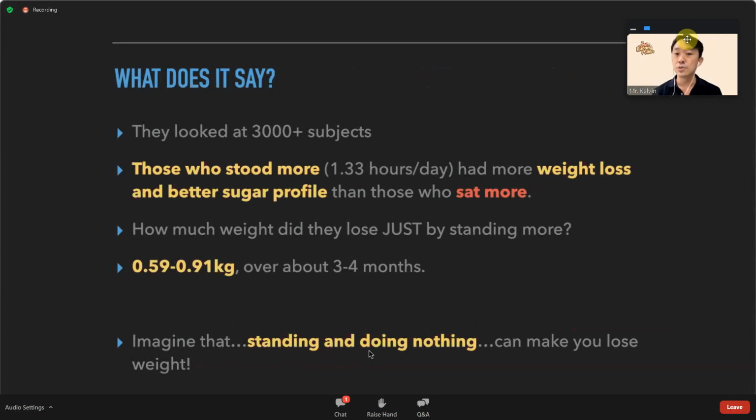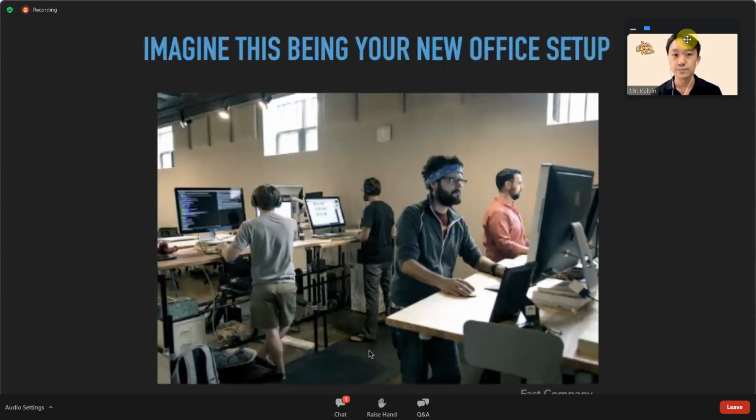How much weight did they lose just by standing more? About 0.6 to 0.9 kilograms over about 3 to 4 months. I know that's not a very big number, but imagine that. Standing and doing nothing can make you lose weight.